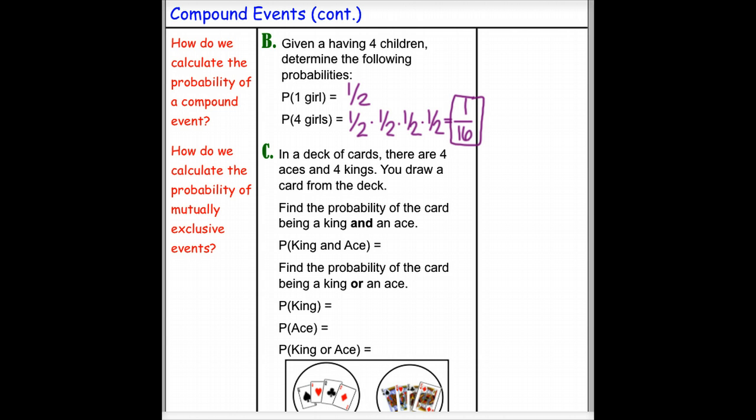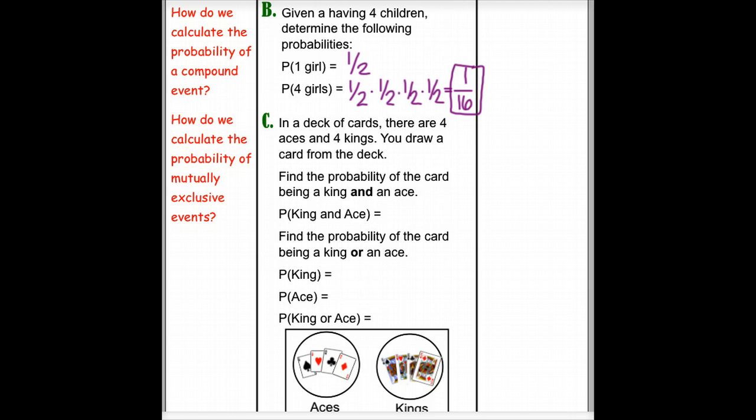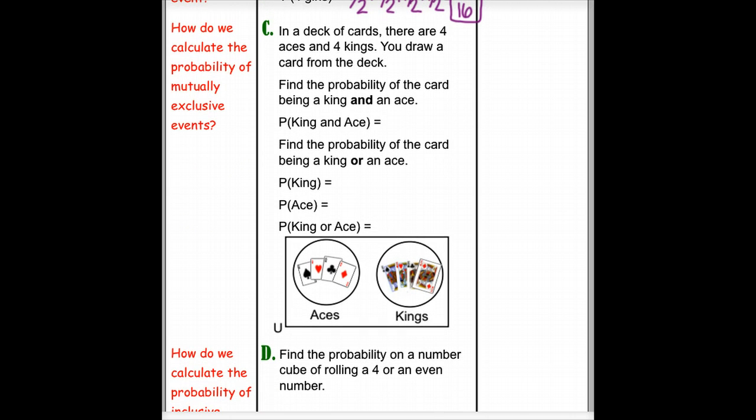So now that we've taken a look at compound events, let's take a look at mutually exclusive events. Remember, mutually exclusive means that they have nothing in common. So we have a standard deck of cards. They have 4 aces and 4 kings, and you draw a card from the deck. First we want to find the probability of the card being a king and an ace. Well, if it's a king, it can't be an ace because these are mutually exclusive. As you can see, there's no overlap in here. Therefore, the probability of your card being both a king and an ace is 0.